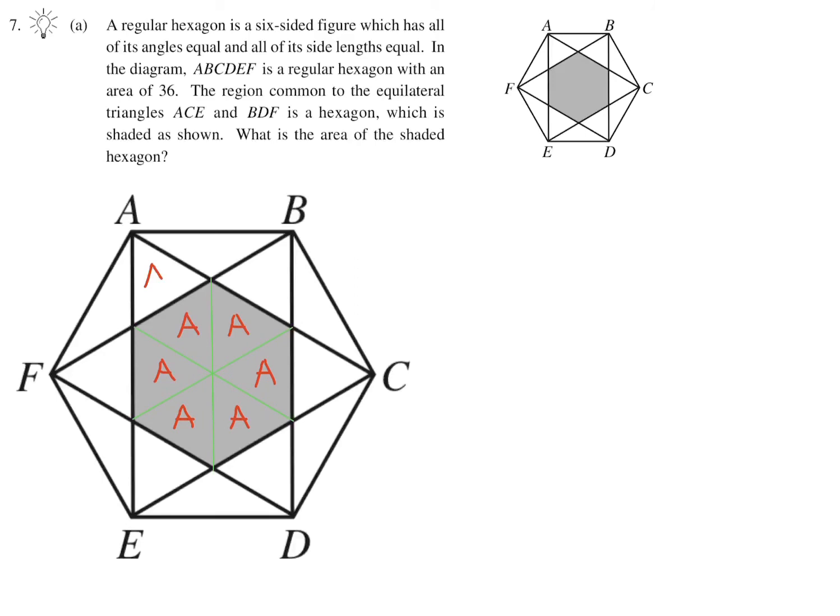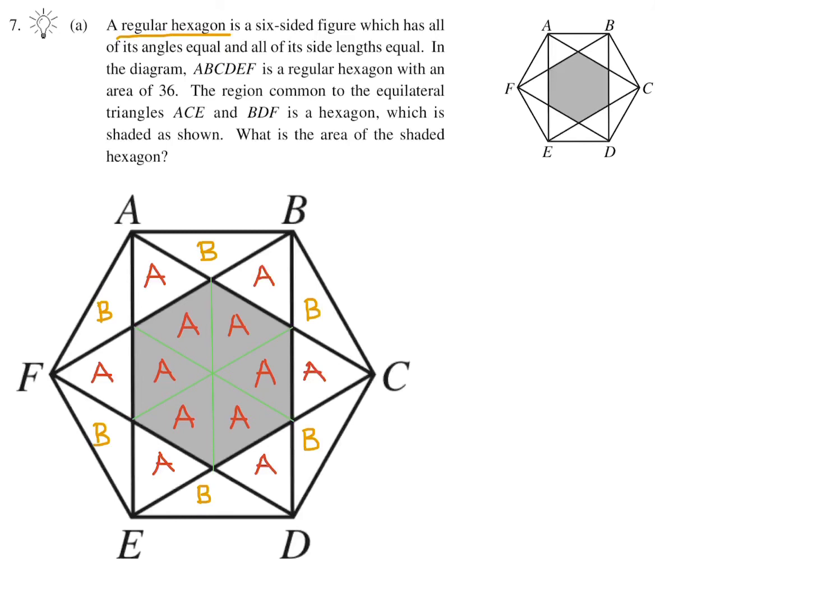And very similarly, this is A, and so is that, that, and that. And then the only other region is this bigger triangle, and I'll call those B. Those are all identical based on the fact that this is a symmetrical diagram because it's a regular hexagon. All the sides are the same, angles are all the same as well. So that's the first step.